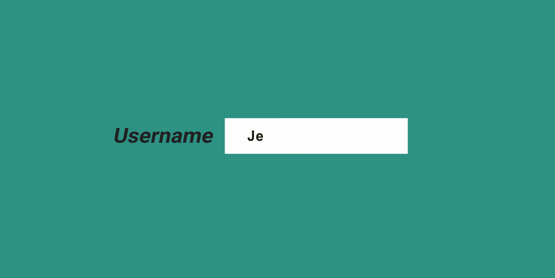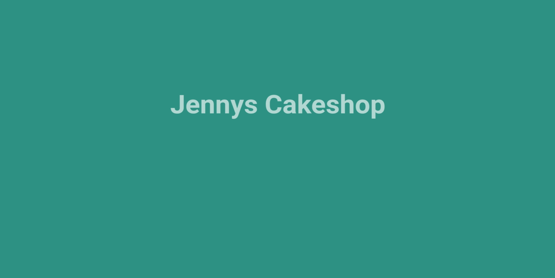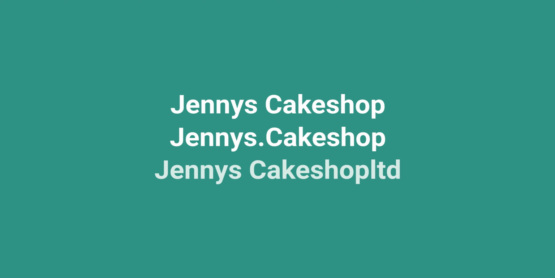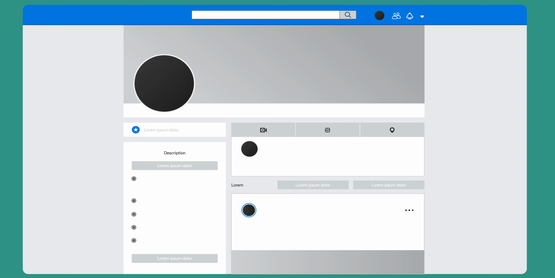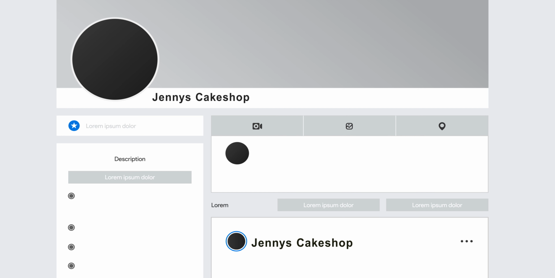When choosing your username, make sure you use the business name, like Jenny's Cake Shop. However, your exact business name may not be available if somebody else is already using it. If this is the case, you should try adding different variations of your business name, like adding full stops in between words, or adding a limited on the end, for example. No matter what your username is, the display name can be whatever you like, whether it's taken or not. So make sure that is the full, correct name of your business.